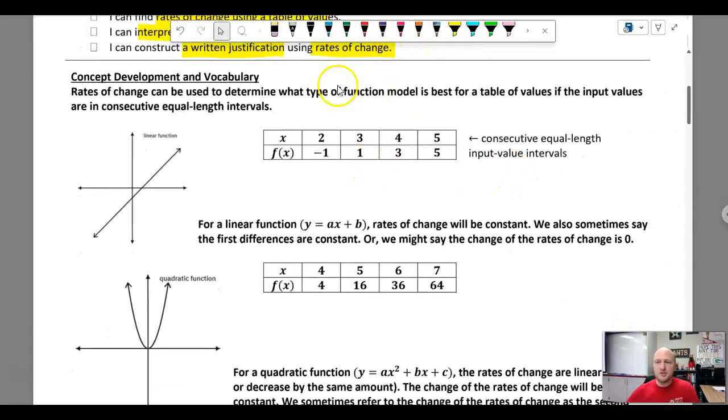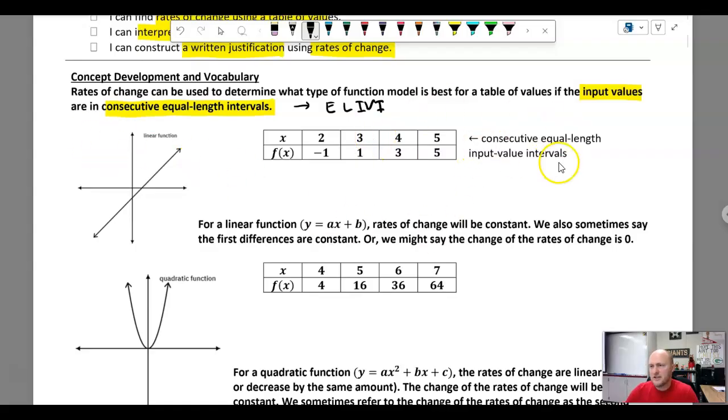Rates of change can be used to determine what type of function model is best for a table of values if the input values are in consecutive equal length intervals. Now what I like to do here is call this ELIVy. This is just an acronym to help you remember. You cannot use this as an acronym on the exam as it's not widely accepted. But what this says is equal length input value intervals.